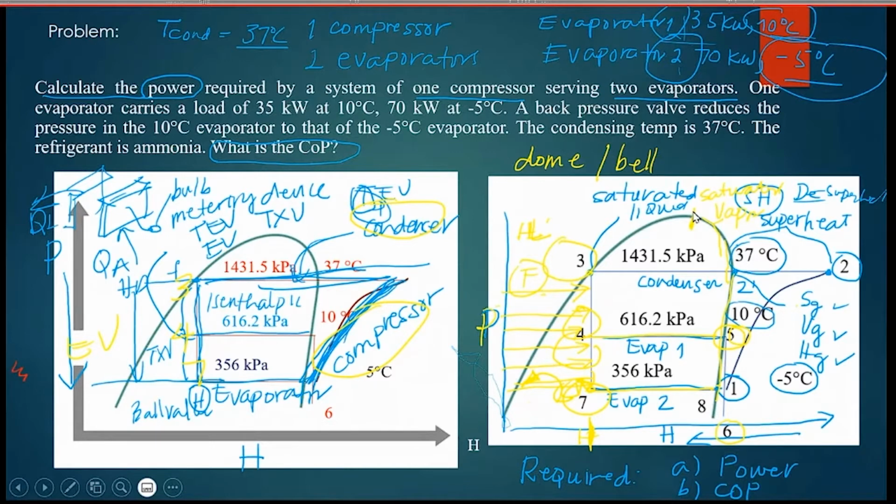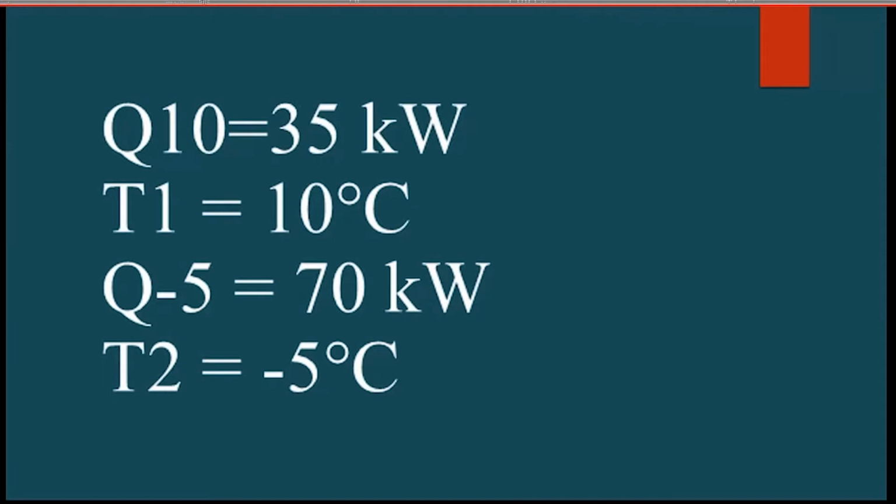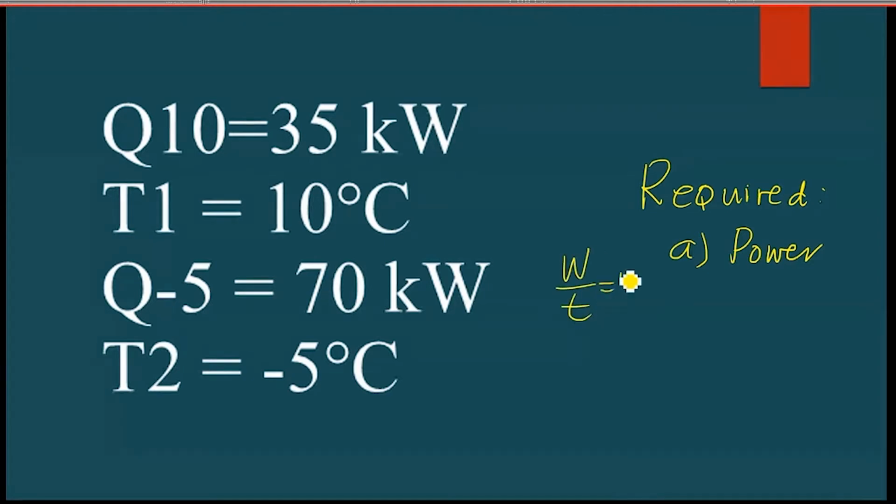Now we go to the required, and that is the power. The power is required and the COP, so let me go to that. Let me put it here so that we are clear before we solve this, right? So here, the required, if I may write it down: A is the power. Where is the power happening? Power of compression, or work, no? Because work over time is power, right?